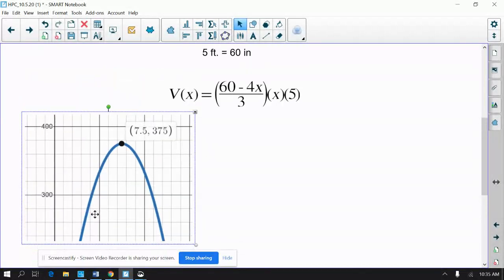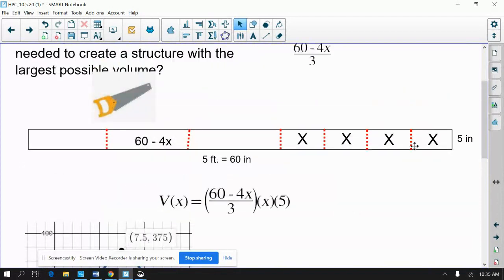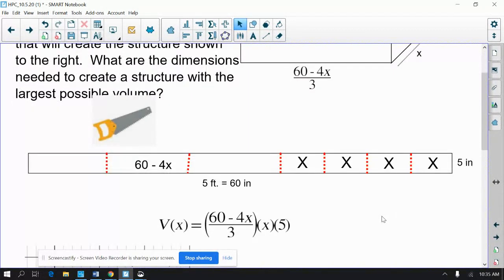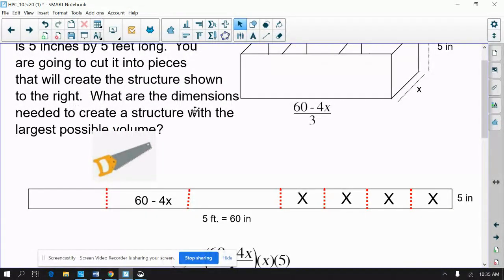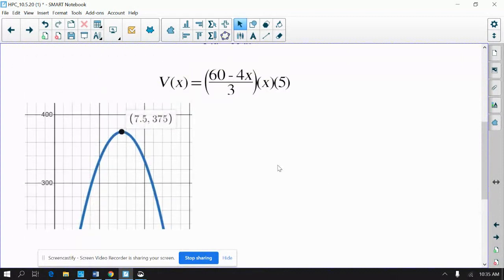So this graph that you see, this blue graph, is the volume graph, and the greatest volume is 375, and that occurs when x is 7.5. Don't forget what x is. x was how much we cut off here, so x is the depth. And it says, what are the dimensions needed to create the largest possible volume?